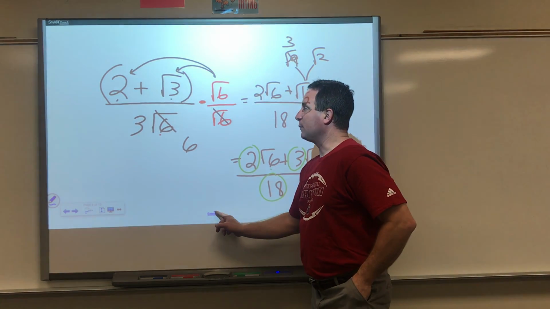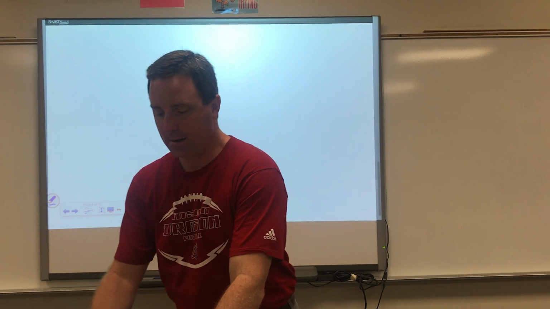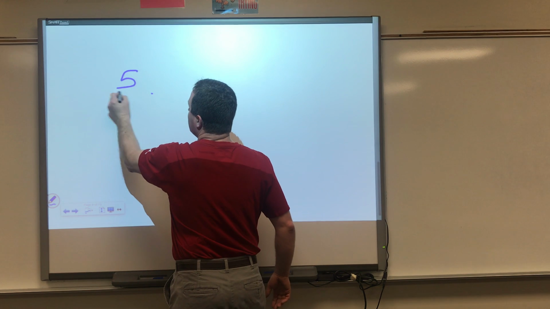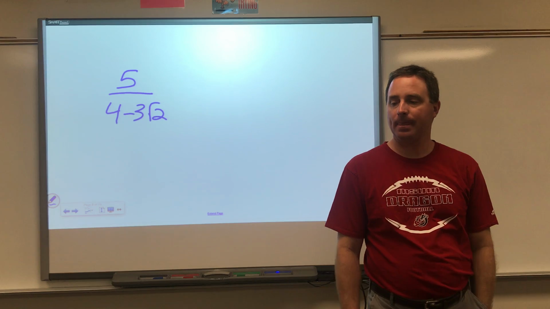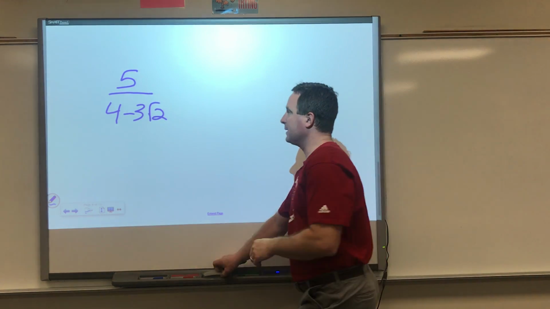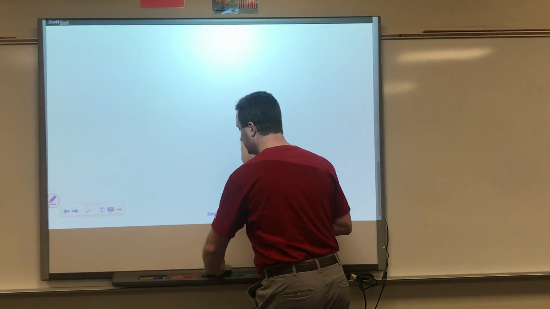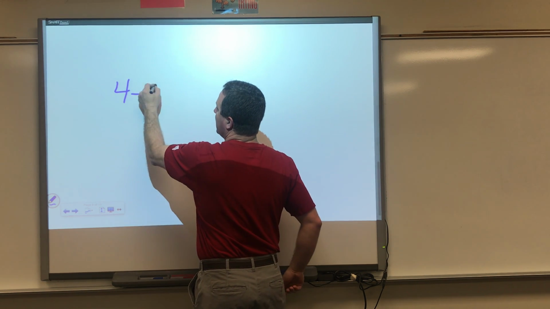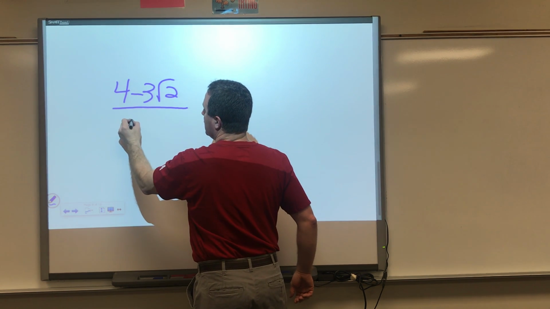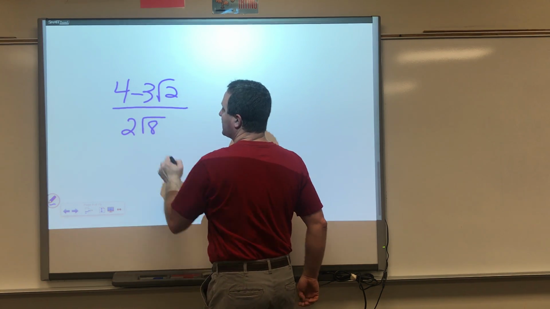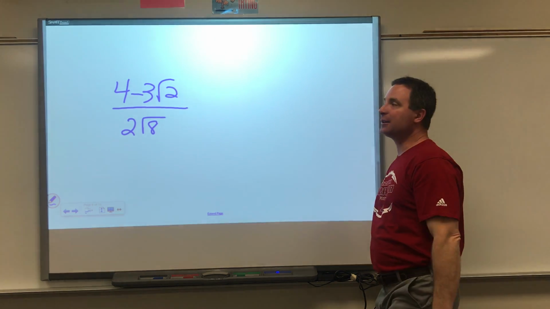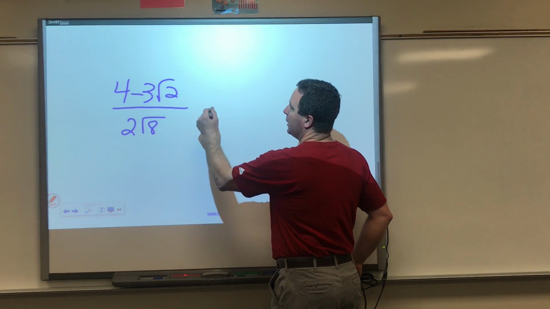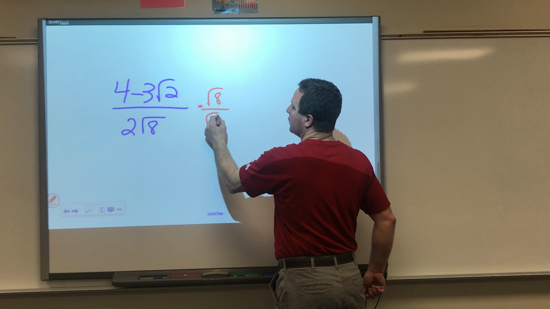Okay? Let's practice one more of these real quick. Oops, sorry, that's not what I wanted. My bad. Other way around: 4 minus 3 square roots of 2 over 2 square roots of 8. Again, I have a radical down there in the denominator, the square root of 8. Let's multiply the top and the bottom by the square root of 8 over the square root of 8.